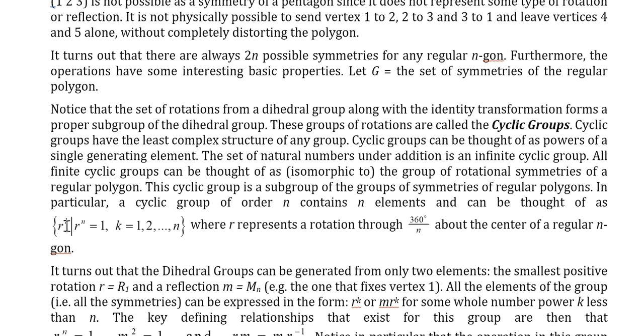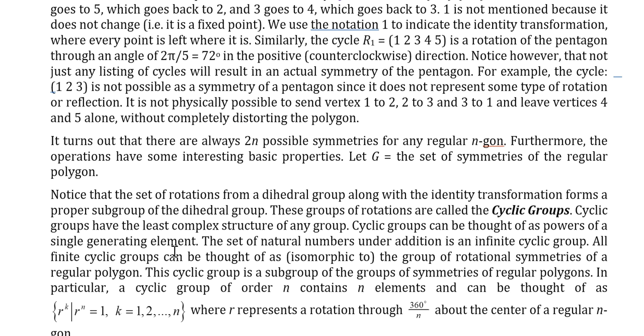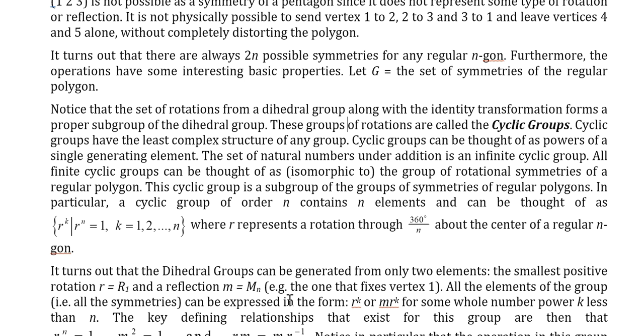In our case, R is that smallest rotation, which sends 1 to 2, 2 to 3, 3 to 4, 4 to 5, 5 back to 1. That's the 72-degree rotation, and all others are just powers of that. In other words, you compose that with itself k times. This is where R represents a rotation through 360 degrees over n, about the center of the regular n-gon.